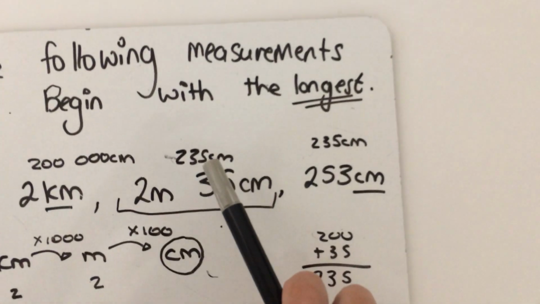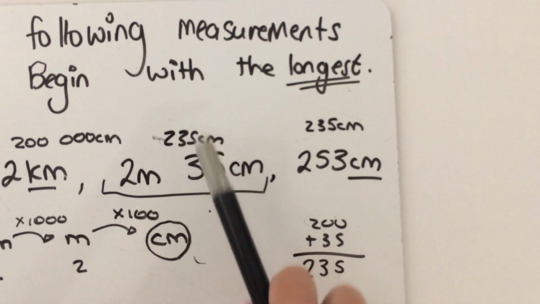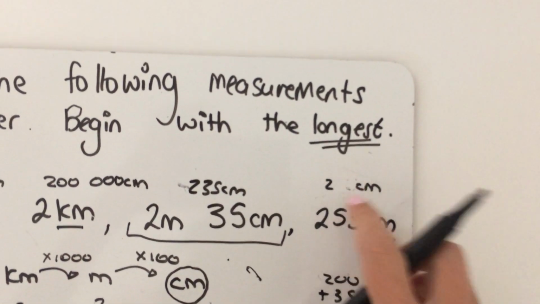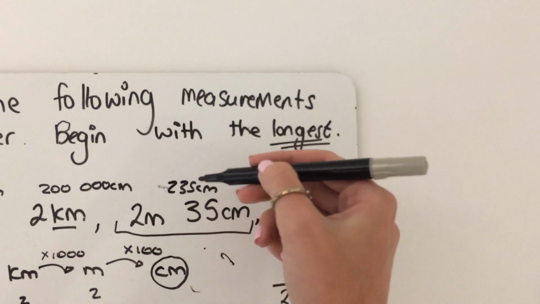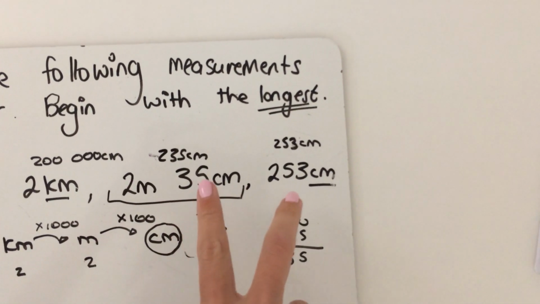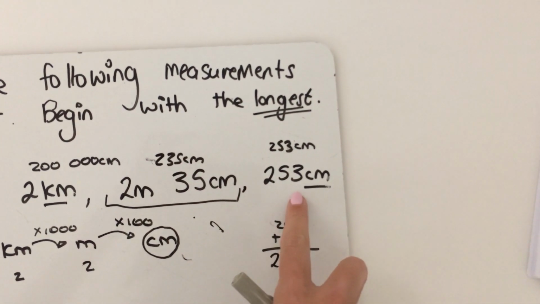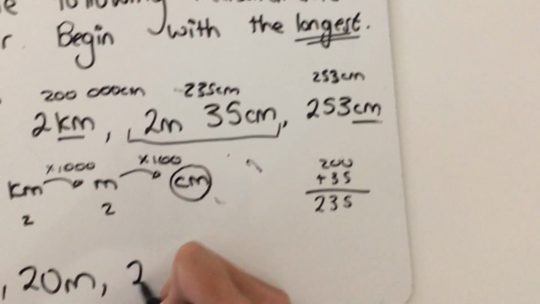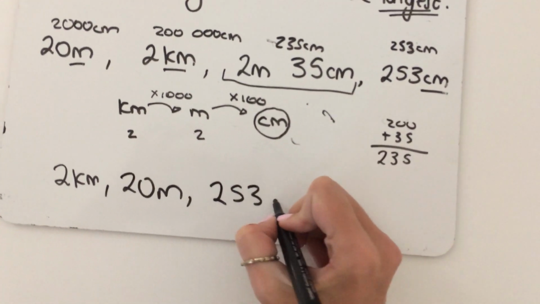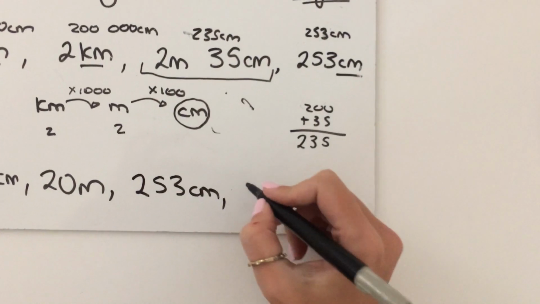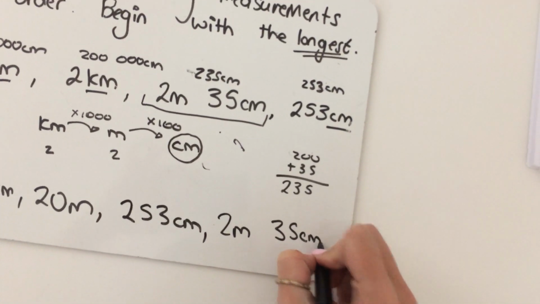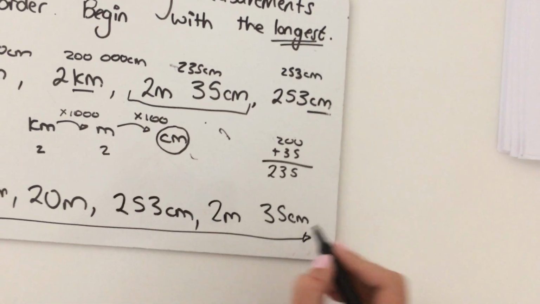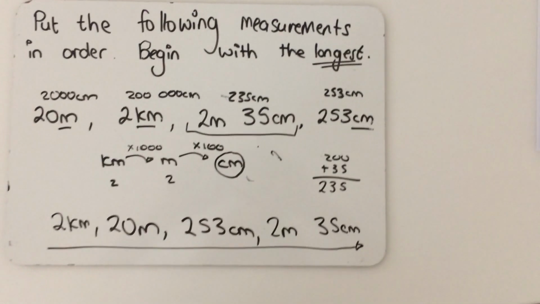You see why it's so important to convert, because these two are so similar. This one is 253 centimeters and this one's 235. They're very, very close. And from this, I can see that this one is larger. So I'm going to say 253 centimeters. And then left over, I have 2 meters and 35 centimeters. And this is my answer.